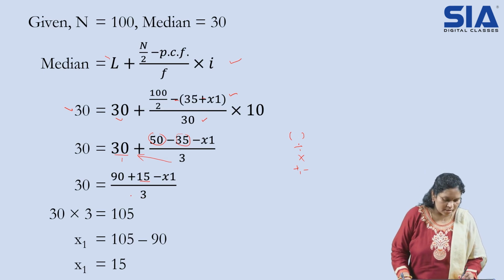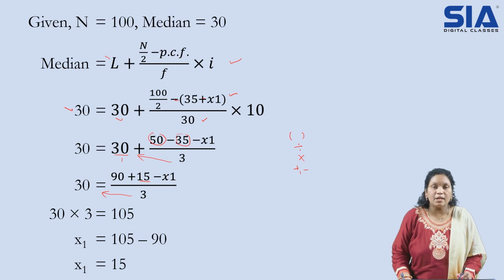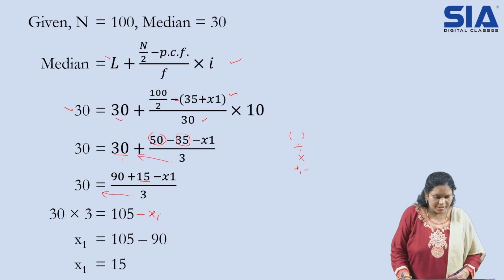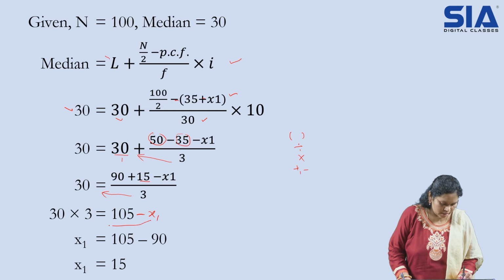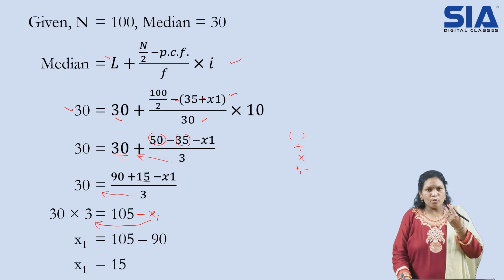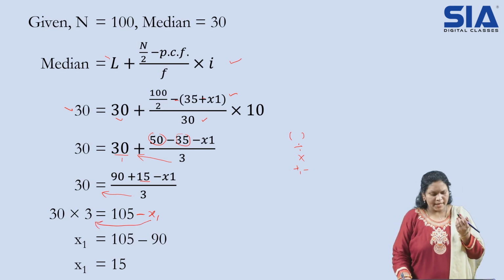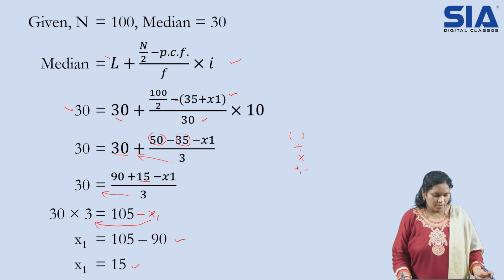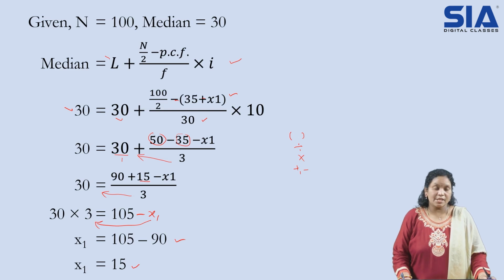Now take this 3 to the other side in the next step. 3 into 30 into 3, which is equal to 90 plus 15 added, so 90 plus 15 goes to 105. Minus x1 will remain as it is. Next step, x1 I am taking to the other side. As I said earlier, whatever you want to obtain should be on the left side, and the constants should be on the right side. So 105 minus 90 I have considered here, and now I have got x1 as 15. In this way I have obtained the first missing frequency.